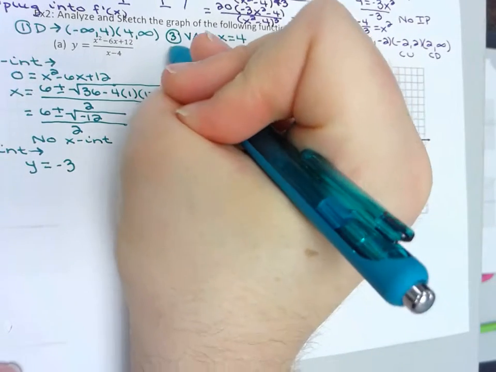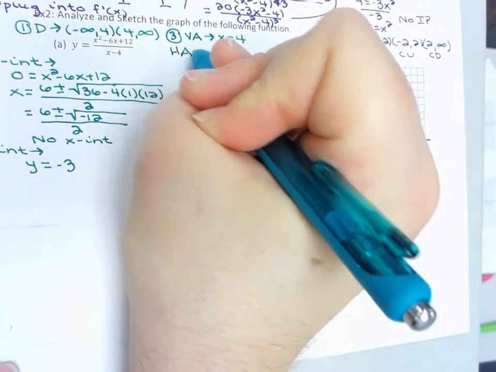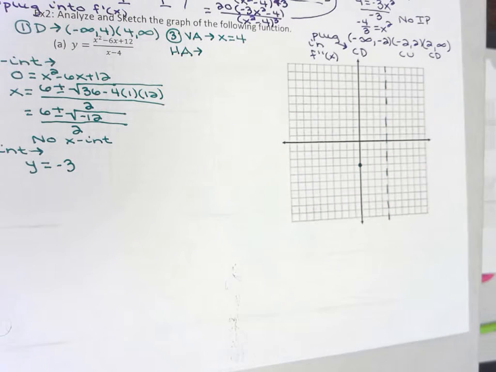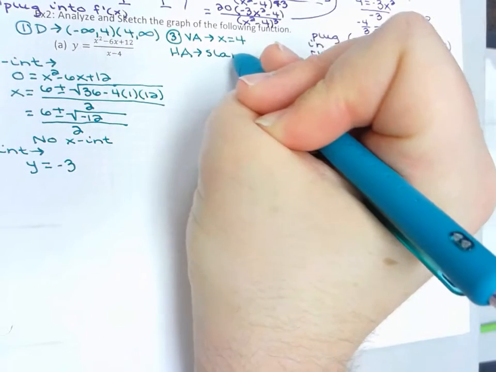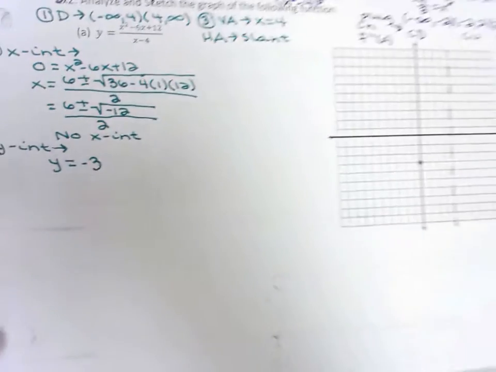Horizontal asymptotes. Use those 3 shortcuts. Look at your degree. The degree of the top is compared to the degree of the bottom. The top is bigger. If the top is bigger, it doesn't exist. However, we will have a slant asymptote. We could have a slant asymptote.